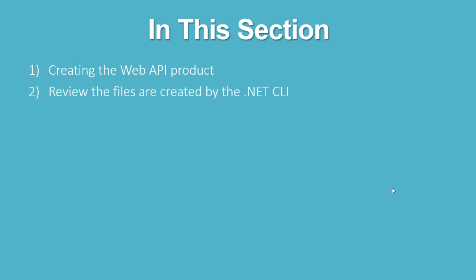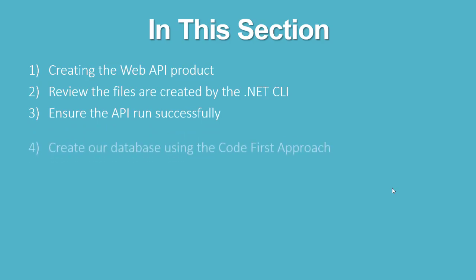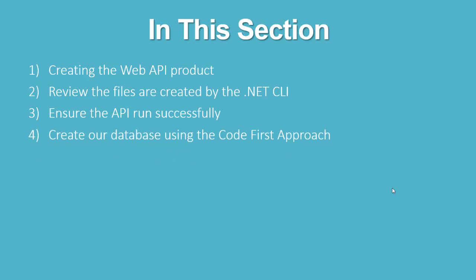So how are we going to achieve this? We are going to do this in this section by first of all creating the web API project. We will review the files created by the .NET CLI, which we are going to be using to create our web API. Then we are going to ensure the API actually runs successfully. Then we create our database, and to do this we will use the code first approach, or model first approach as it's sometimes called. Then we are going to use source control to check in all of our changes.